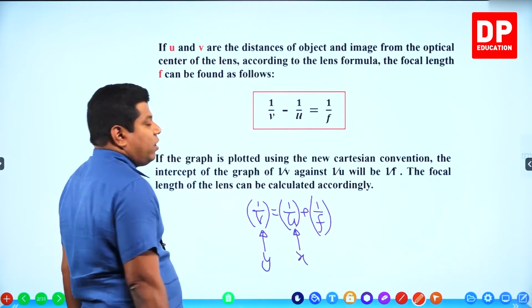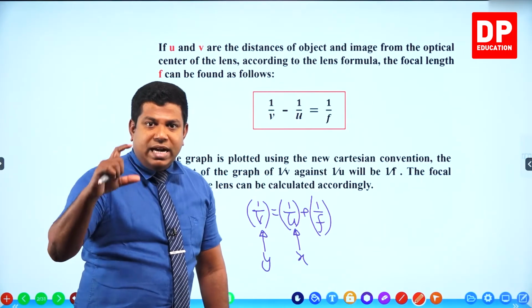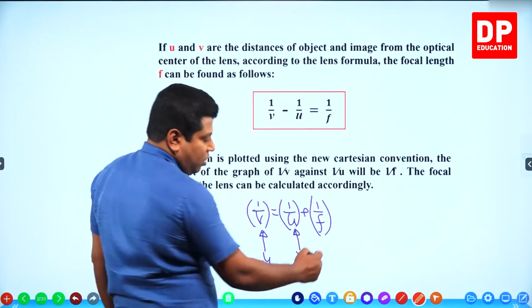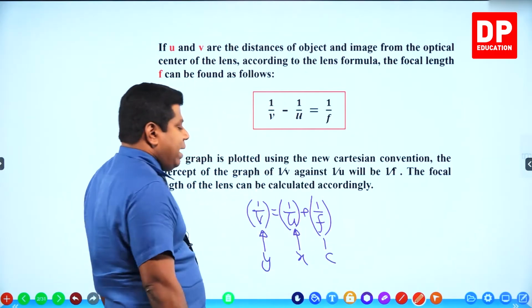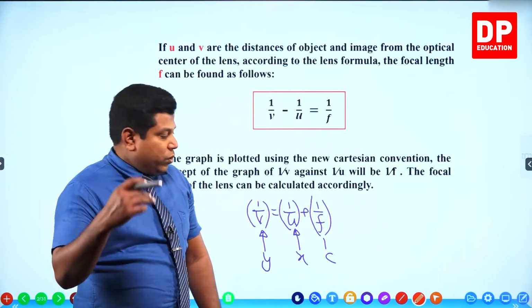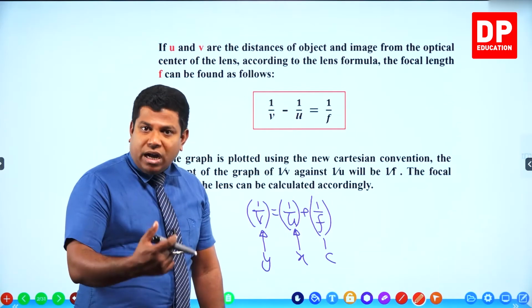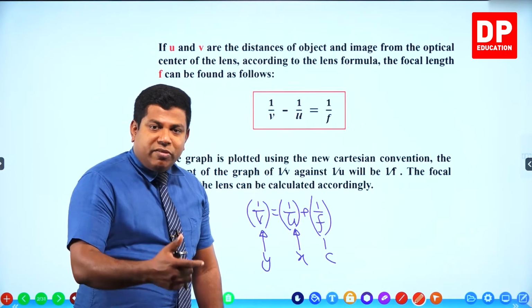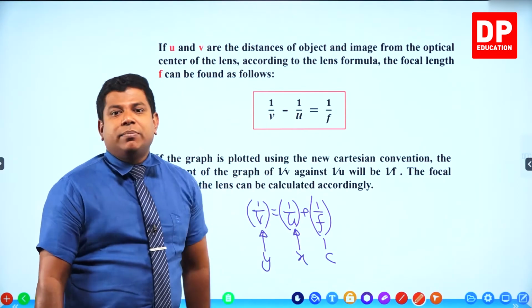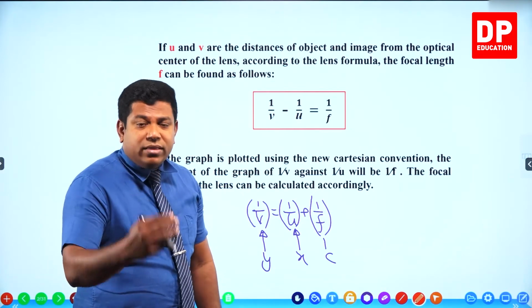Focal length is a constant for a particular given lens. Focal length doesn't change. This is a constant. You are getting the y equals mx plus c format of the graph, right? So if you can find the intercept of the graph, the intercept will give you 1 by f. So if you take the inverse of the intercept, that has to be the focal length of the lens.